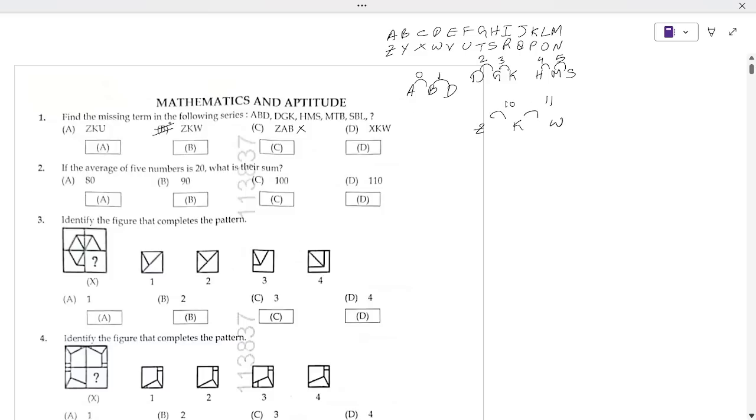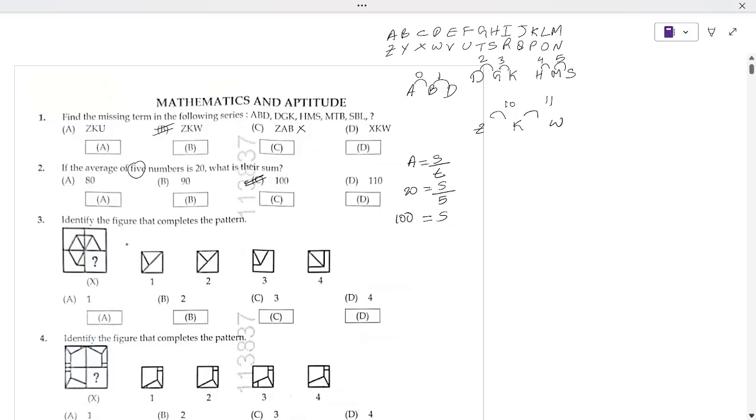Next one is from quant. All right, average topic per se, and then they're asking us to find what is their sum. That means the average of 5 numbers is given as 20. So they're asking us to find the sum. Now the formula for average is: average is equal to the sum of observations divided by the total number of observations. Average is given as 20, equal to the sum divided by 5 numbers. So the sum will be what? 20 into 5 is 100. So here C is the answer.